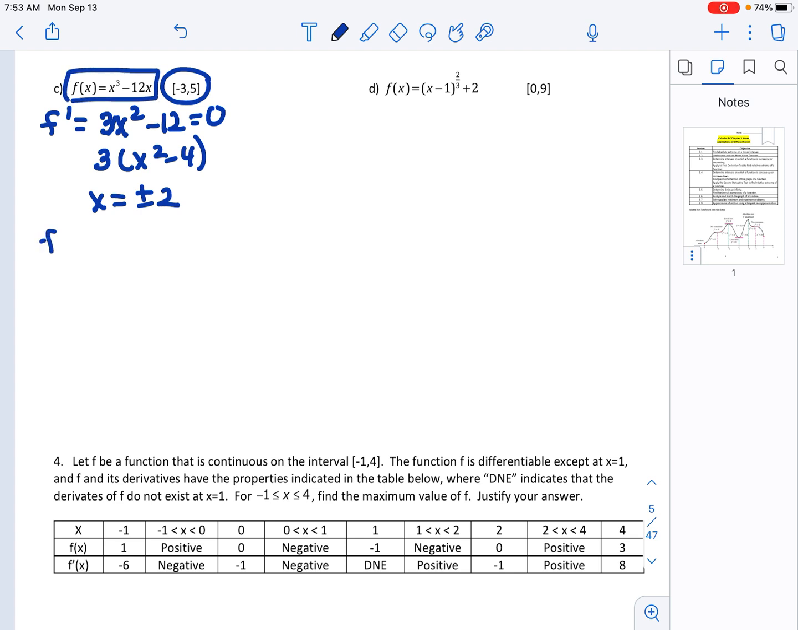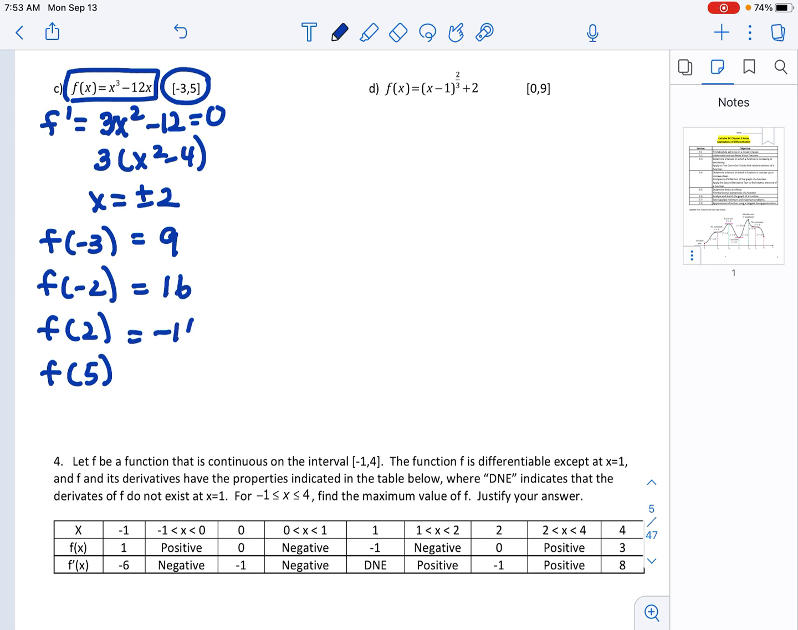And you can use your calculator to do this arithmetic. So I'm going to take f of negative 3, f of negative 2, f of 2, and f of 5. If I plug it back into the original function, my y values are 9, 16, negative 16, and 65.